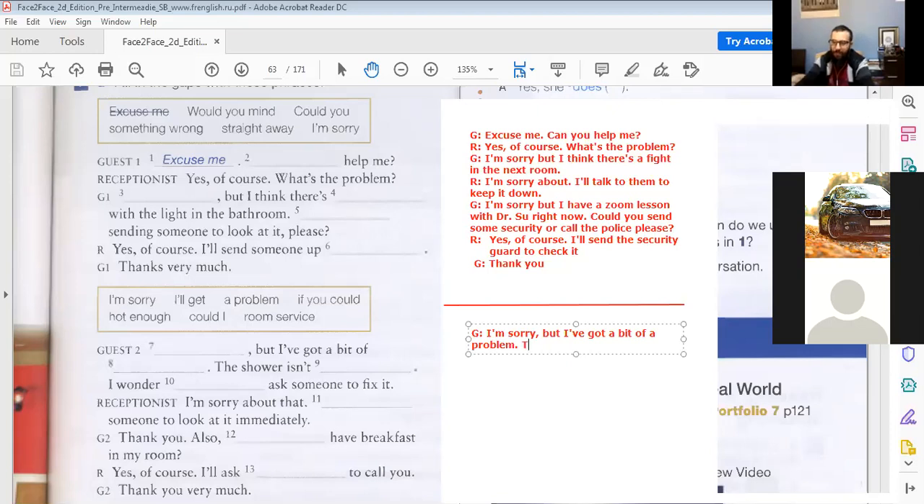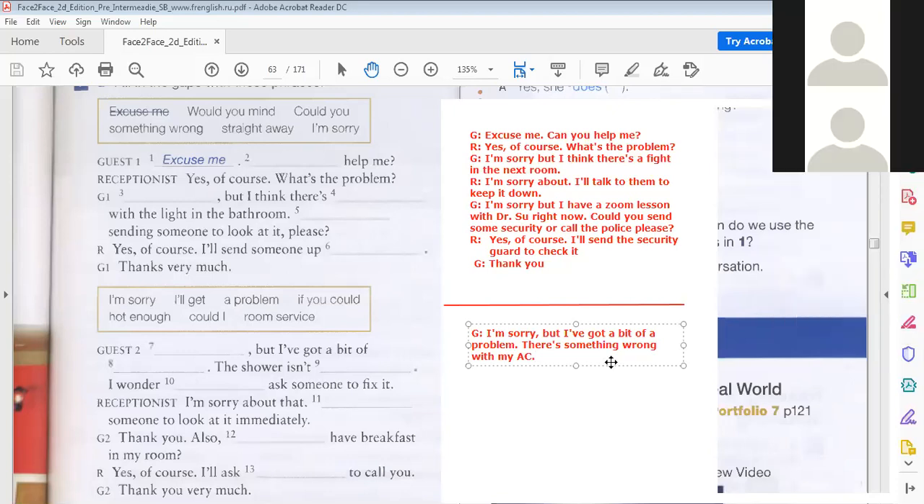Okay, let's write this. There's something wrong with my air conditioner. Sometimes they just say AC. Okay, what do you want exactly? Now you told them there's something wrong. So what do you want?